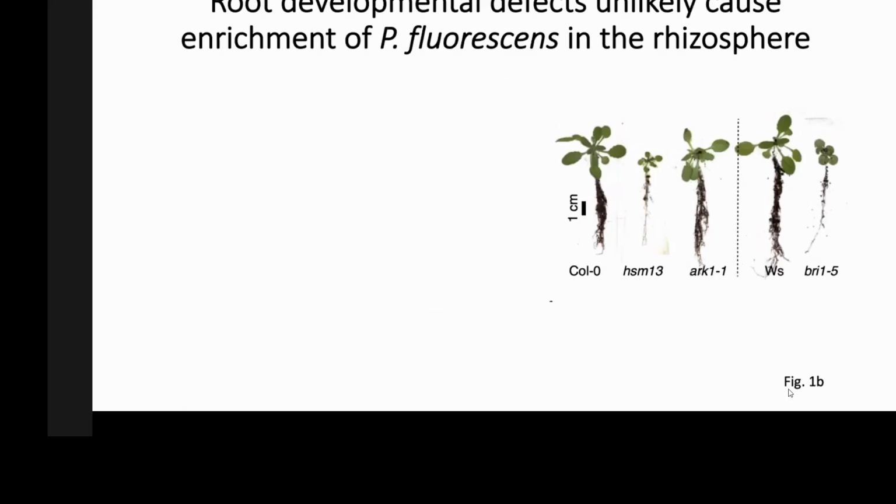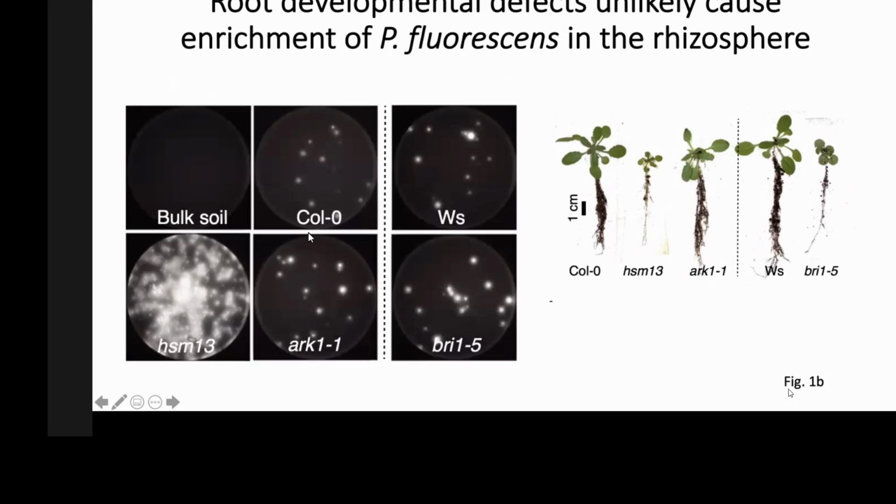So the reason why they tested these mutants is that they wanted to make sure that the enrichment they were seeing in their HSM13 was not because it has this weird morphology, right? So that's why they looked at these other mutants, this ARC1 and this BRI15. And what they saw for the known mutants, the BRI15 and the ARC1, was that there was not as much Pseudomonas fluorescens as compared to the HSM13, right? So really the enrichment that they're seeing is not because they've somehow screwed up the morphology of the roots.